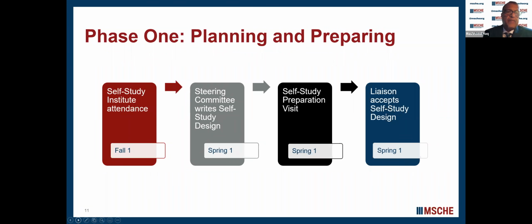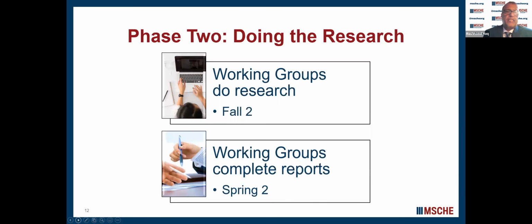And after you attend the Self-Study Institute, you go back to your campus and you start organizing and start talking to different people, different stakeholders. So at that point, the steering committee is formulated and it starts writing the self-study design. That happens in spring. And then the Vice President Liaison conducts a self-study preparation visit to your campus and subsequently accepts the self-study design. So that was the first phase.